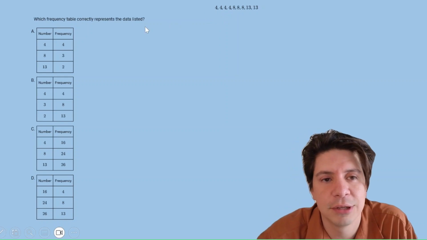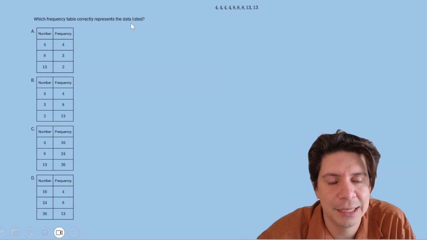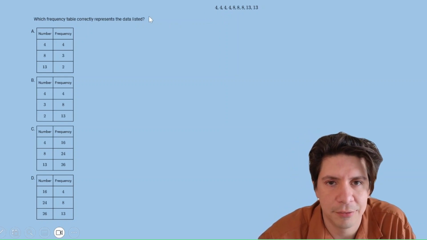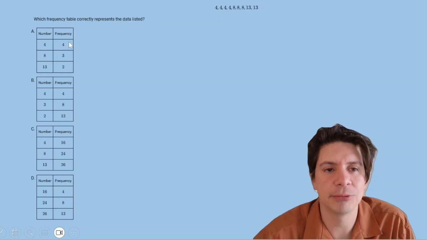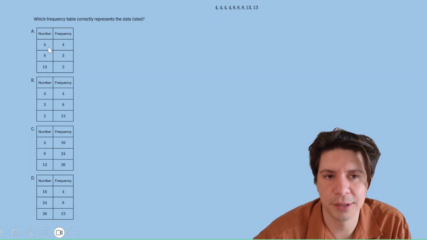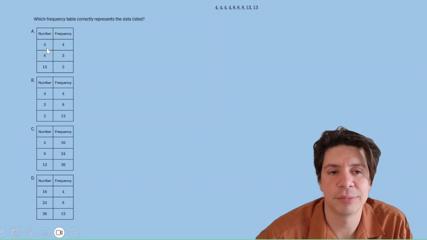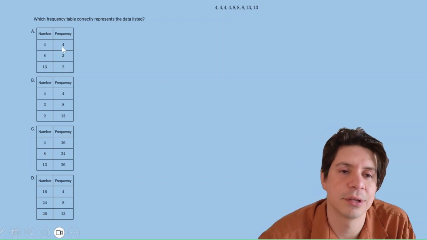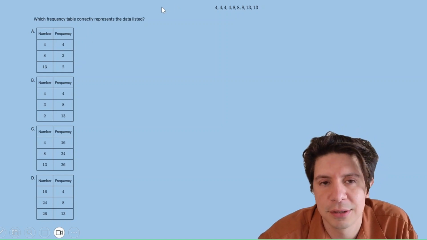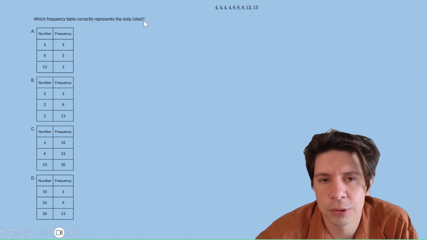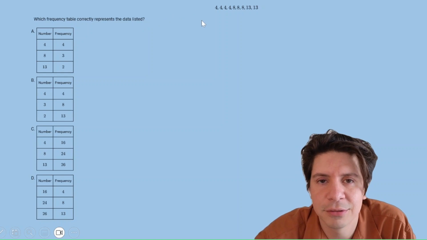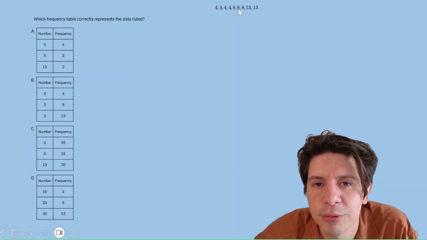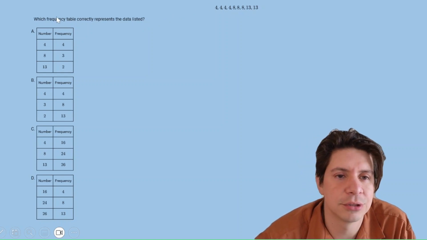So for this one, you should be able to do this one without any writing down, right? It's just about counting things. So frequency table, you have a number of something. So it could be like number of siblings, and then you have the frequency that some kids in the class have that sibling, right? So for this, there's no real world data to it. It's just numbers that they give us, right? And we have 4 4s, 3 8s, 2 13s, right? And just use the answer choices.